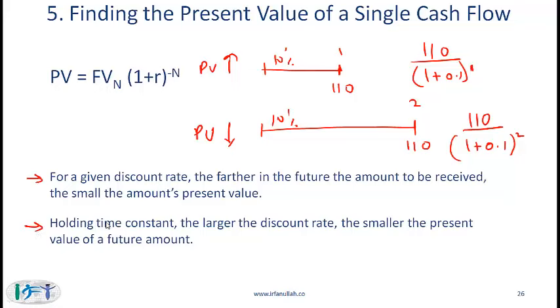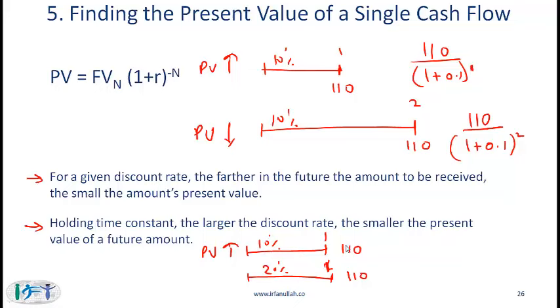The next point that you should also be aware of is that holding time constant, the larger the discount rate, the smaller the present value of a future amount. So let's say that you are receiving at the end of year 1 $110 and the discount rate is 10%, versus another scenario where at the end of year 1 you are again receiving 110, but here the discount rate is 20%. Clearly the present value over here is going to be higher because we are discounting at a lower rate.